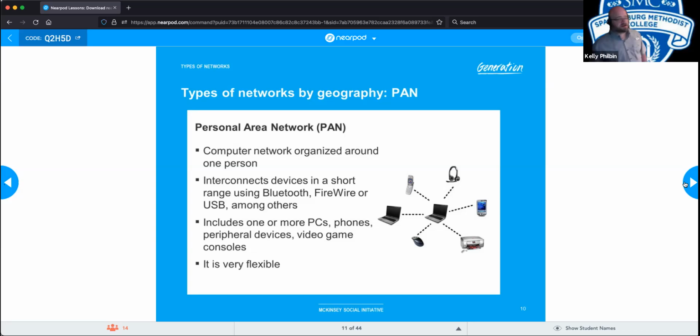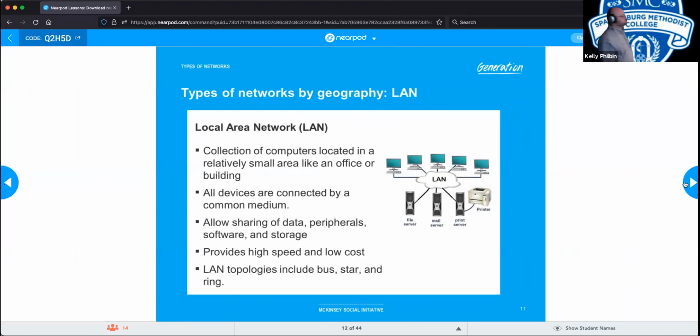Let's expand our range just a little bit to the LAN, or local area network. This is basically a group of computers collected in a relatively small area, like an office, or it could be in your home. I would not extend this beyond a large building. That would be about as far as you might go with this. And these devices are connected by common mediums.